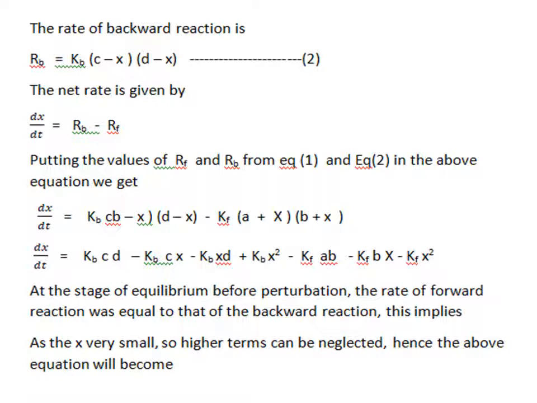That is, b minus x is multiplied as c minus x into d minus x is multiplied with kb, then we will get kb into cd minus kb into cx minus kb xd plus kb x square minus kfab plus kbx minus kfx square.